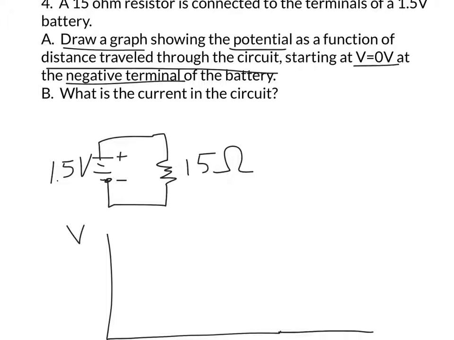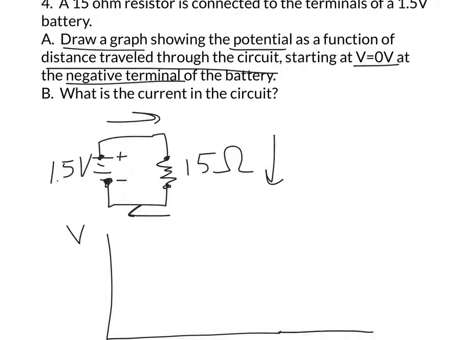Well, let's think about this. Current goes from positive to negative in a circuit like this. So where am I going? Well, from negative, I'm going to the positive terminal. From the positive terminal, I'm going through a bare wire up to the resistor. Then I go across the resistor to here, and then I go through and I end up back at the negative terminal. So that's the distance I travel.